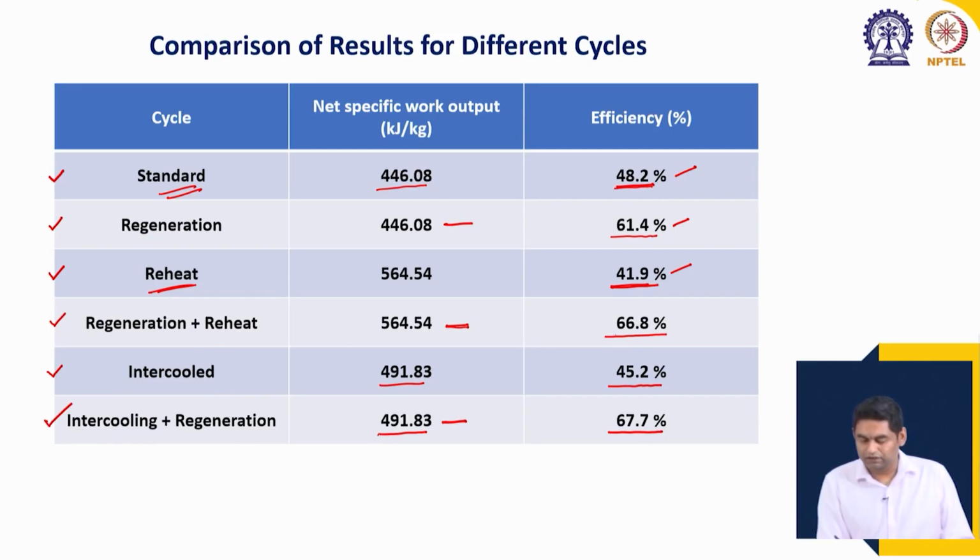So, we get a moderate increase in the work output and a very high increase in the efficiency. That is why we were discussing that intercooling plus regeneration is a very effective combination. This is even higher as compared to the regeneration plus reheat case. So, here the effect of intercooling is stronger in increasing the efficiency of regeneration, unlike for pure intercooling and pure reheat cases.